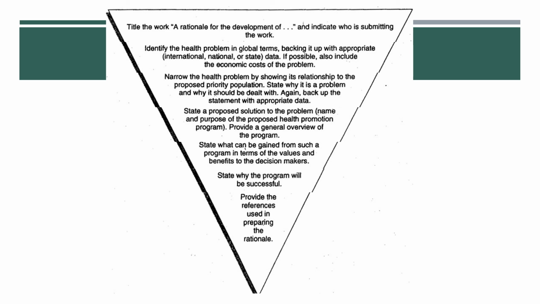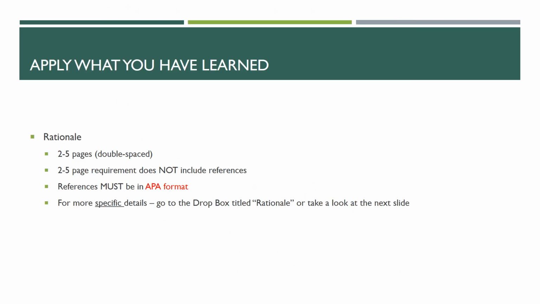And here's the complete triangle. At the very end, you'll obviously include your references. Those references should be listed in APA format. Like I said at the beginning, you'll write a 2 to 5 page paper, which is double spaced. The 2 to 5 pages does not include the references. You must have it in APA format. For more specific details and for more information that we covered on the slides, please go to the module and it will give you more details.